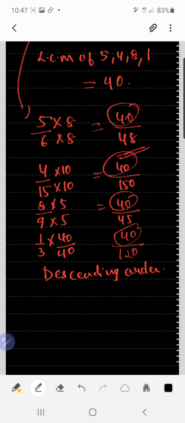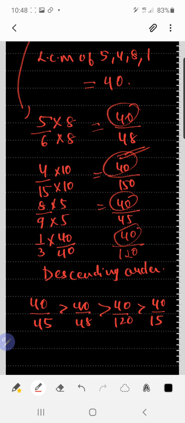Descending order, my dear kid, जब हम डिसेंडिंग ऑर्डर लेते हैं तो न्यूमरेटर्स को अगर कंपेयर कर रहे हैं तो डिसेंडिंग ऑर्डर का मतलब होता है बड़े से छोटा आना. लेकिन जब हम डिनोमिनेटर्स में कंपेयर करते हैं तो डिनोमिनेटर्स का छोटा होना बड़ा नंबर होता है. 40 अपॉन 45, सपोज, this will be your biggest. Then will be 40 upon 48, then will be 40 upon 120 and then will be 40 upon 150. So this will be your biggest number among these and this will be your smallest number.